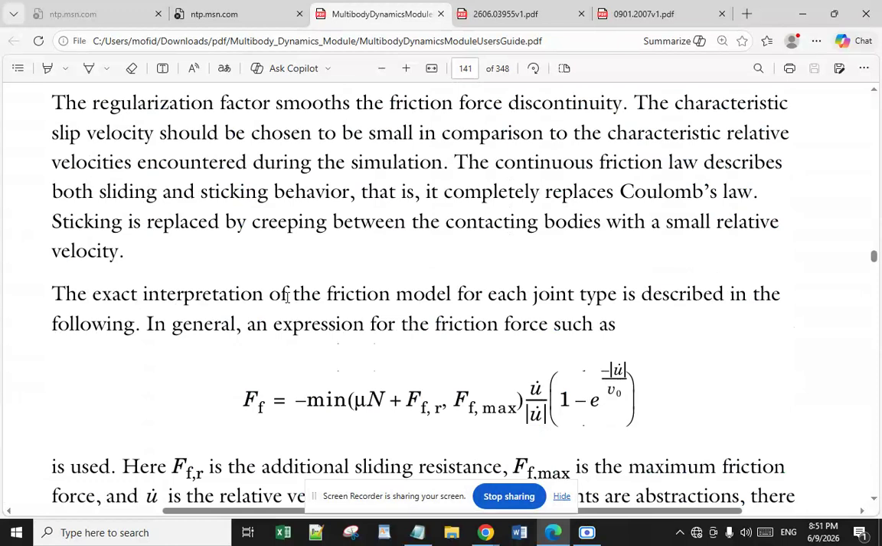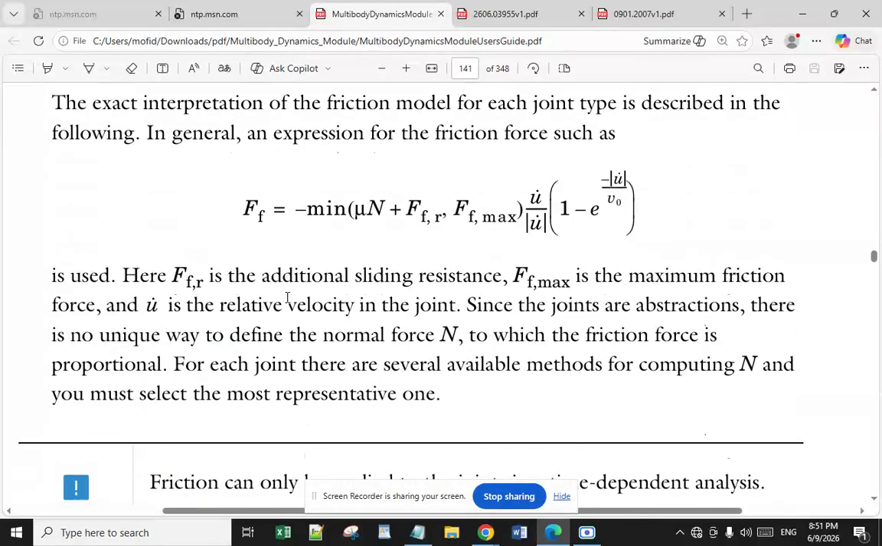The characteristic slip velocity should be chosen to be small in comparison to the characteristic relative velocities encountered during the simulation. The continuous friction law describes both sliding and sticking behavior, that is, it completely replaces Coulomb's law. Sticking is replaced by creeping between the contacting bodies with a small relative velocity. The exact interpretation of the friction model for each joint type is described in the following.